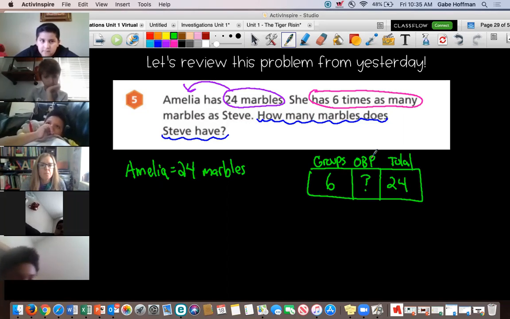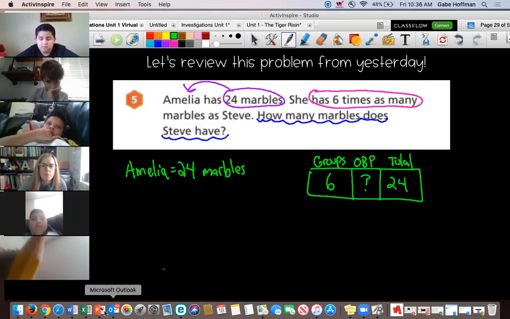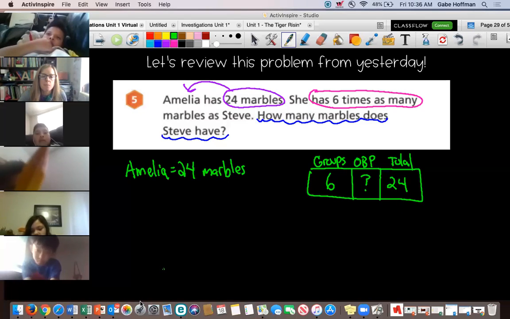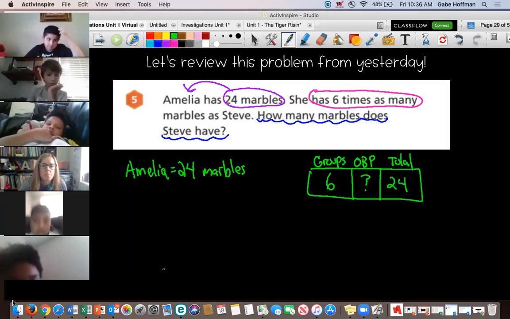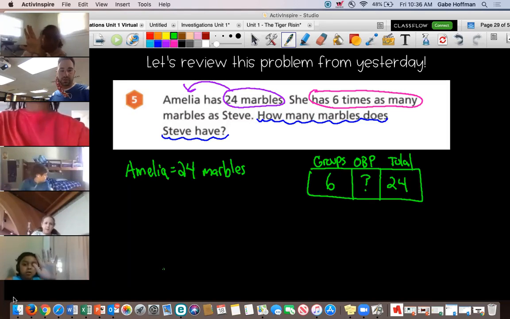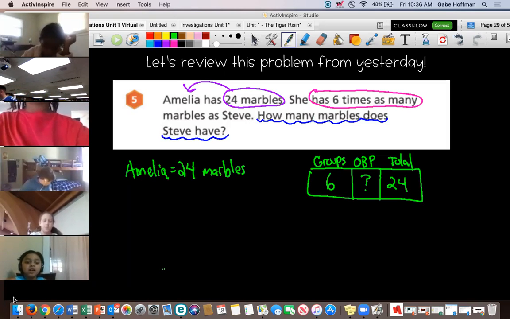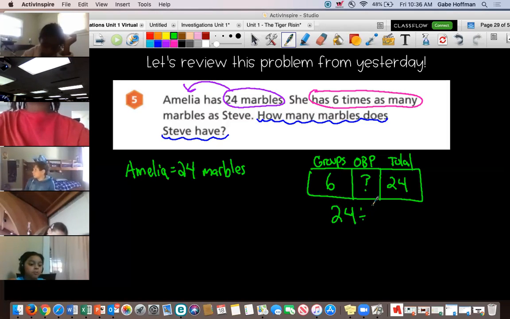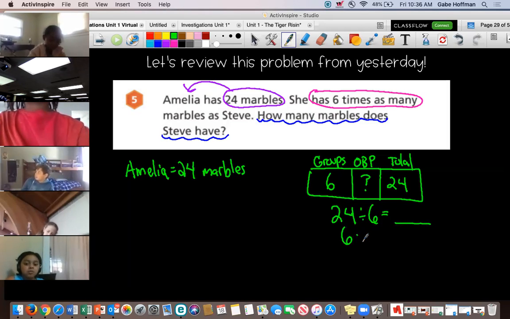So if there's a question mark in the middle, what's an equation I could write, even if I have a blank in it, to solve this problem? Blank times blank equals something, or something divided by something equals something. Somebody be a risk taker and share with us. Jay, what do you think we could write down? 24 divided by 6. Yep. We're doing 24 divided by 6 on this one. Or another way to think about it is 6 times a number that we don't know yet equals 24.